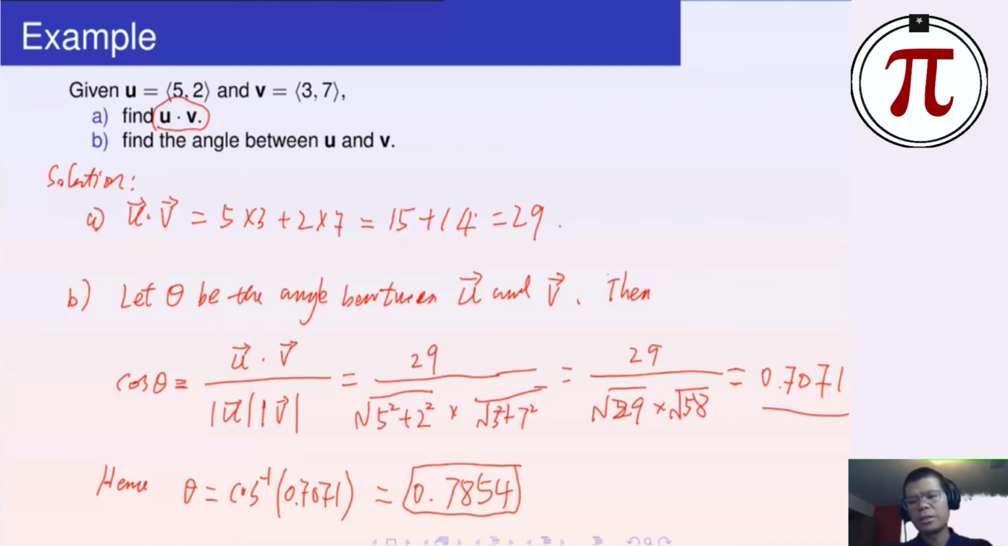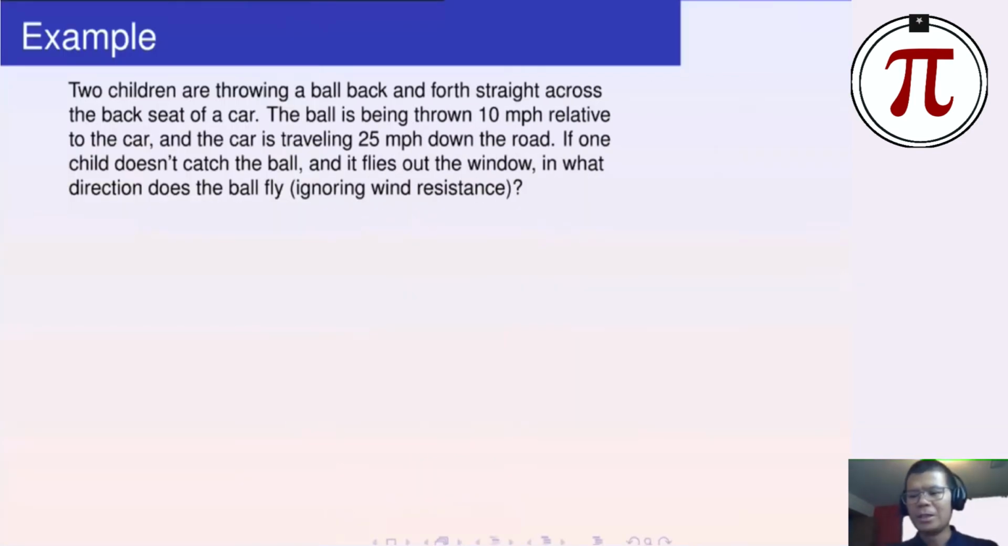Now let's consider this example. Okay, so Natalie, can you read first, please? Two children are throwing a ball back and forth straight across the back seat of a car. The ball is being thrown 10 miles per hour relative to the car, and the car is traveling 25 miles per hour down the road. If one child doesn't catch the ball and it flies out of the window, in what direction does the ball fly, ignoring wind resistance? Okay, very good.